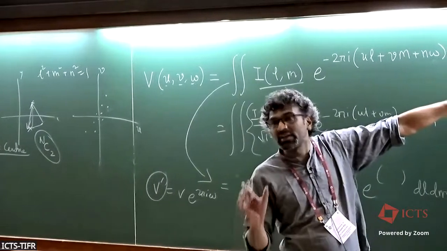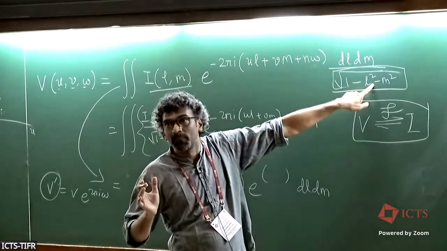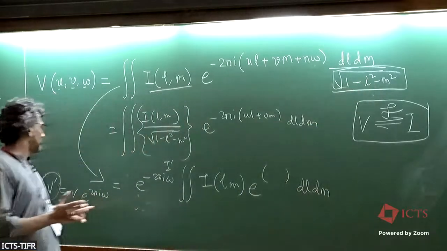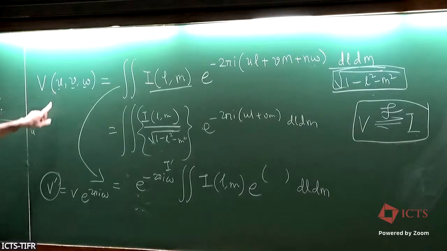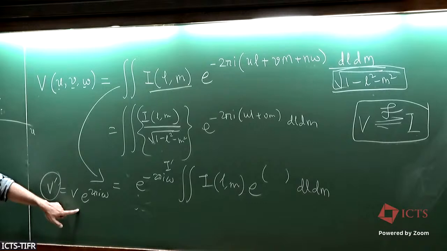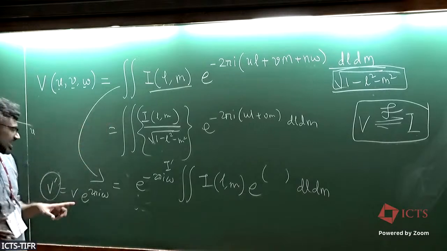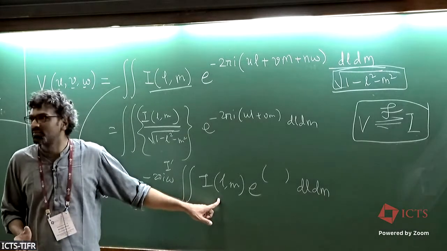So I am looking at a very small patch on the sky. l and m values are small. If that is the case, then also this becomes an exact Fourier transform, but not for V, for some V prime, which is this, but again, this I can compute. So in both cases, it served my purpose. I observe something and I can do a Fourier inversion to get I.